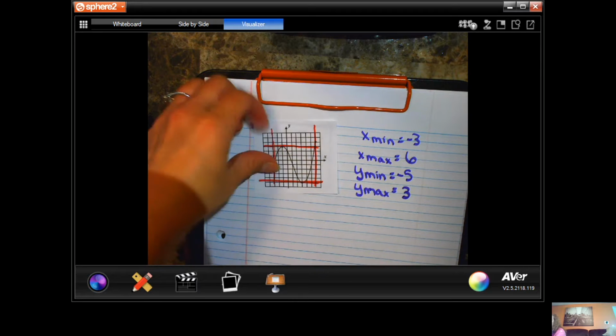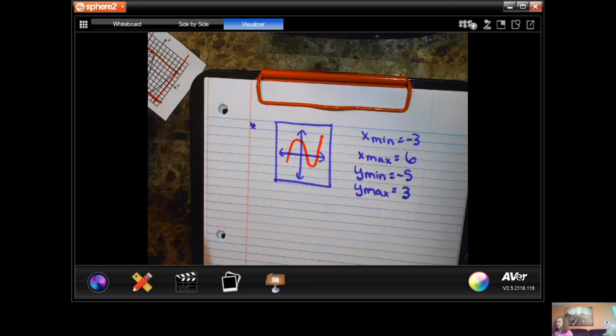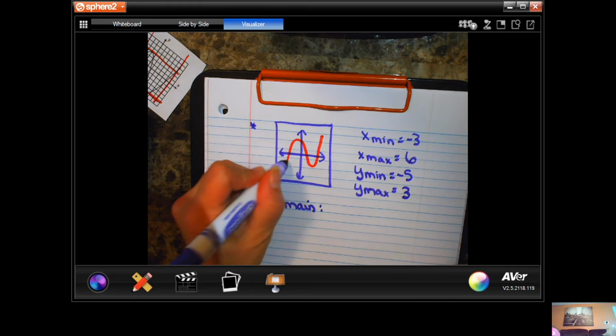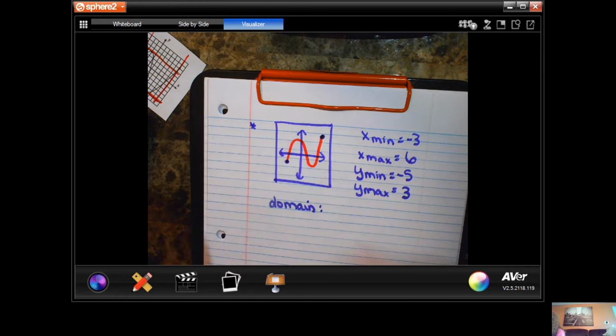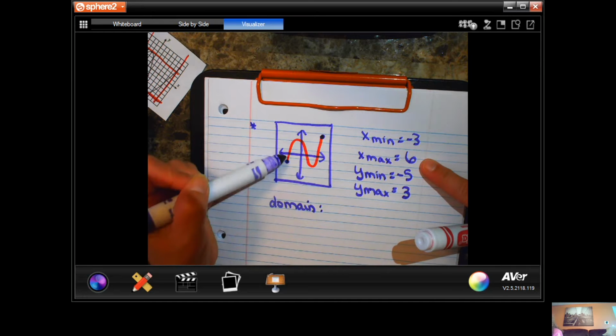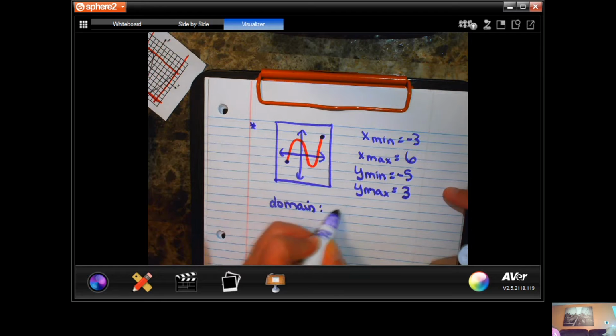So now what we're going to do is list our domain and range in interval notation. So can you write domain for me? Since there were closed dots at the end of these points, we are going to include these numbers. So our domain is our x values. It went from -3 to 6. So it started all the way over here and went to +6. So we're going to put -3 and 6 next to each other. And because they are included with closed points, we're going to put brackets around it.